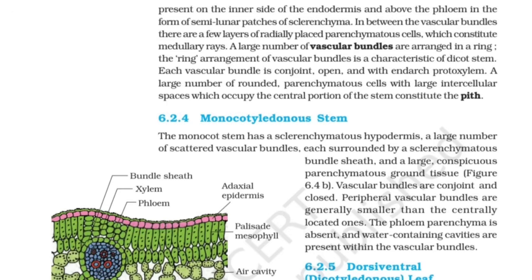Monocotyledonous stem. The monocot stem has a sclerenchymatous hypodermis, a large number of scattered vascular bundles, each surrounded by a sclerenchymatous bundle sheath, and a large, conspicuous parenchymatous ground tissue. Vascular bundles are conjoint and closed. Peripheral vascular bundles are generally smaller than the centrally located ones. The phloem parenchyma is absent, and water-containing cavities are present within the vascular bundles.